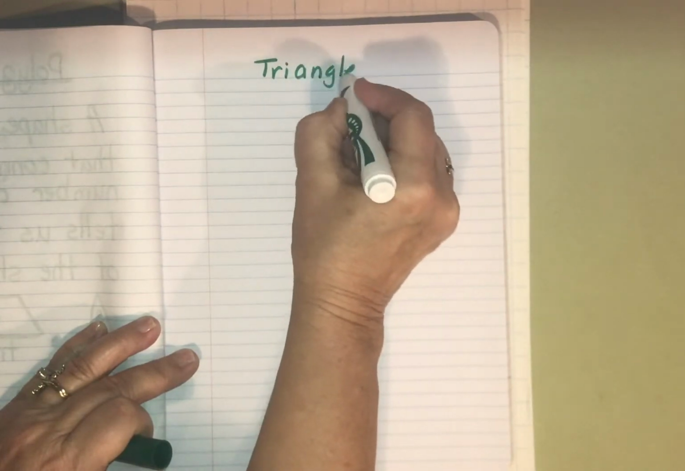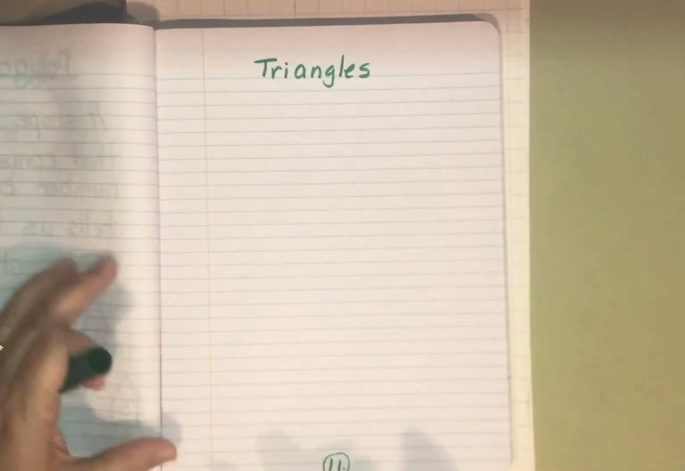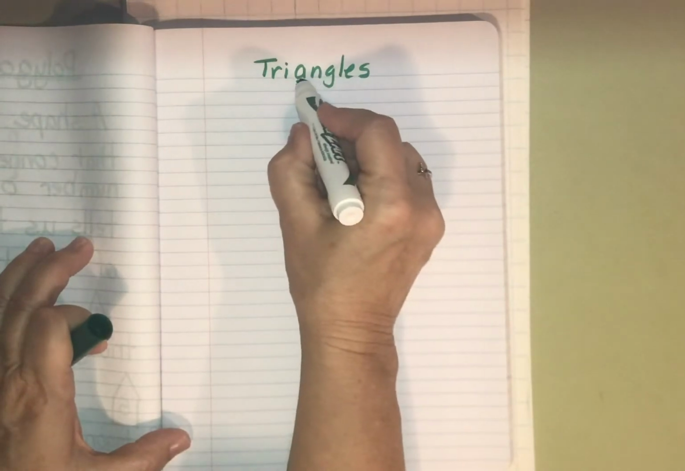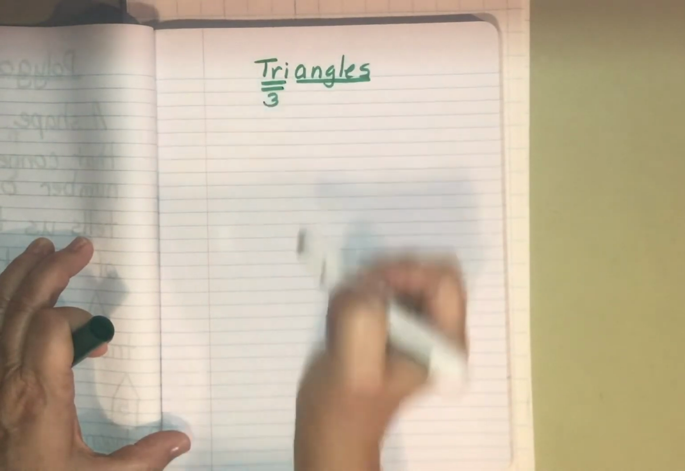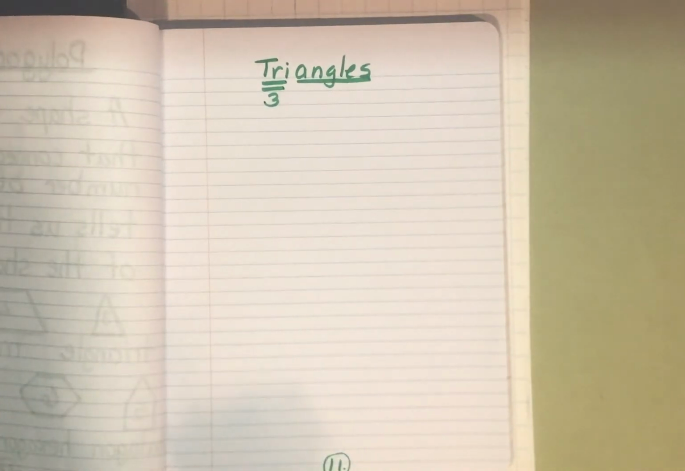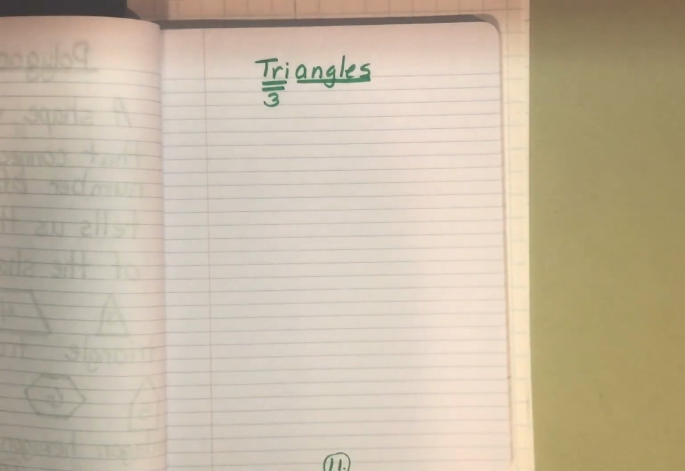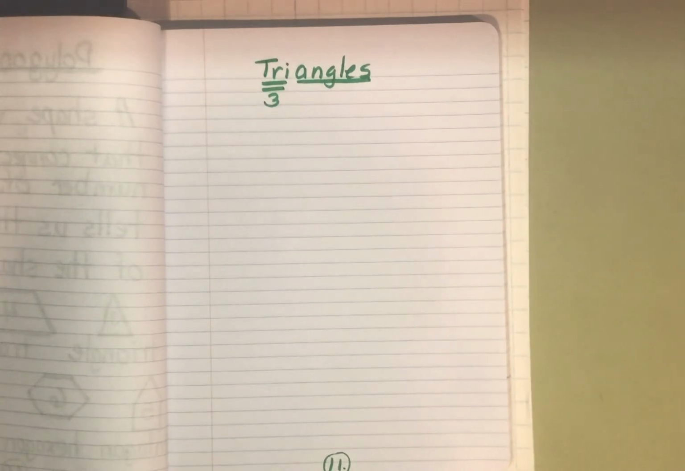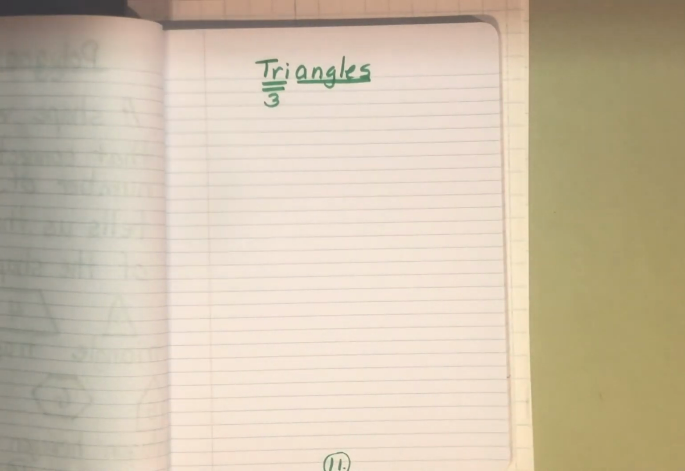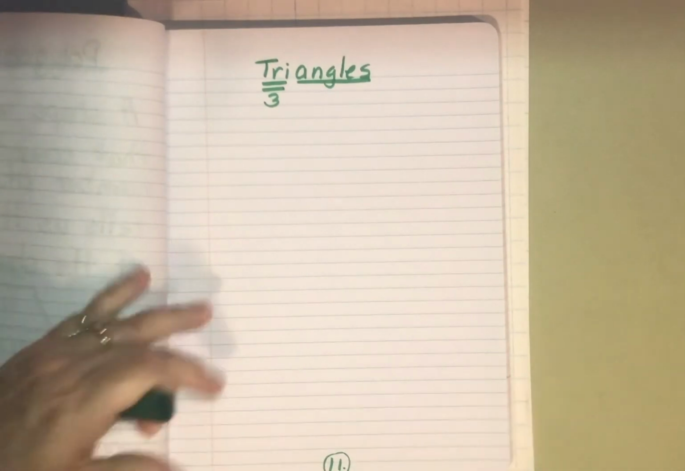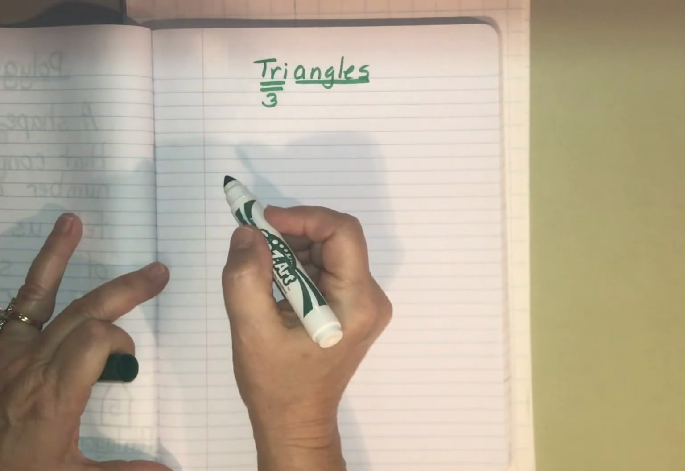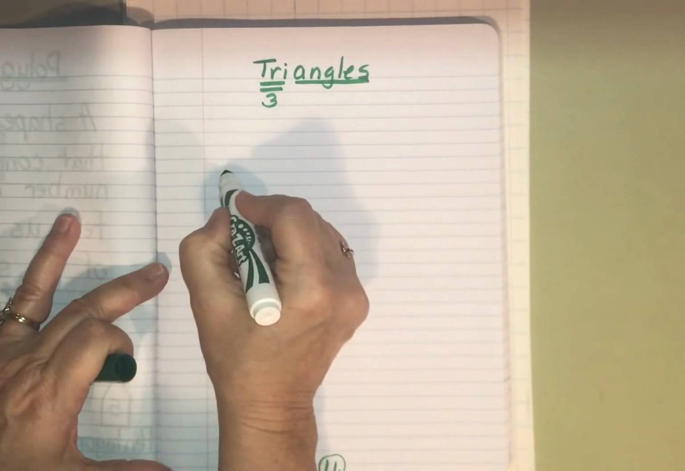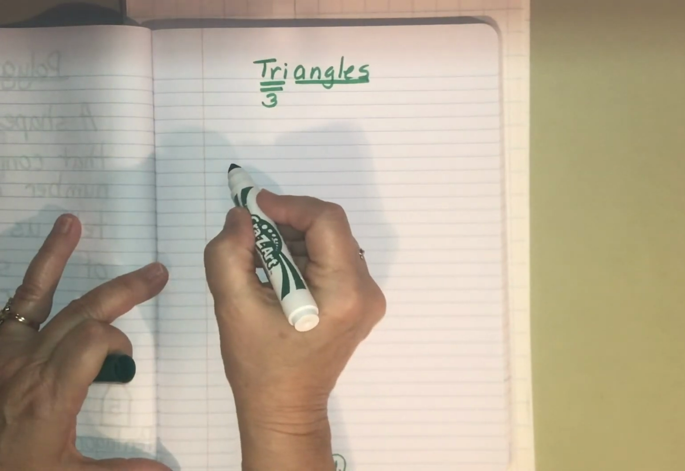Triangles is exactly what it says. Okay, so it is going to be angles, but tri means three. Okay, a tricycle has three wheels, a triangle has three sides and three corners. All right, so today we're going to learn that the first triangle is called an equilateral. Okay, so let's make one where all sides are equal.